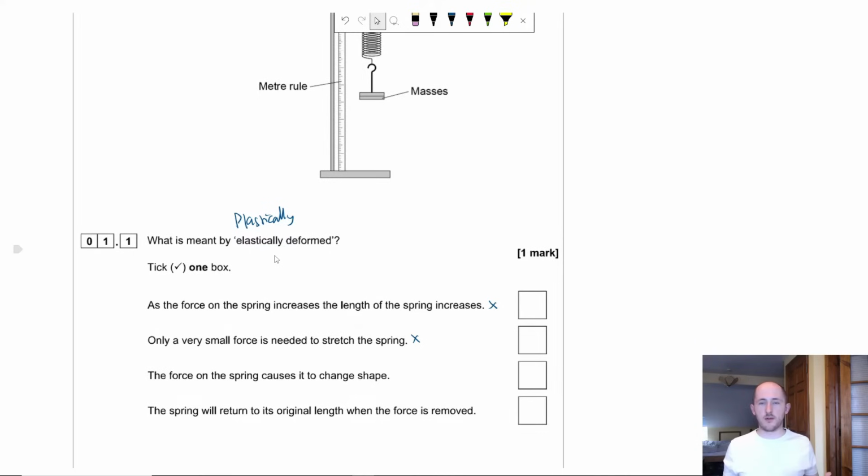So for example, if I get maybe a can, like a can of Coke or whatever, I can crush it, I can plastically deform it, but it's not elastically deformed because when I let go, it doesn't ping back into the shape of a can, does it? So other things that are elastically deformed are mainly things like springs, okay? Or anything with some kind of bounce to it. So like a rubber ball is also a pretty good one to use. So in this case, it's going to be the last one. The spring will return to its original length when the force is removed.